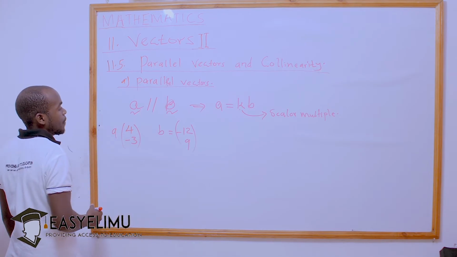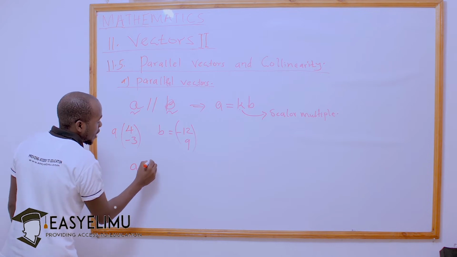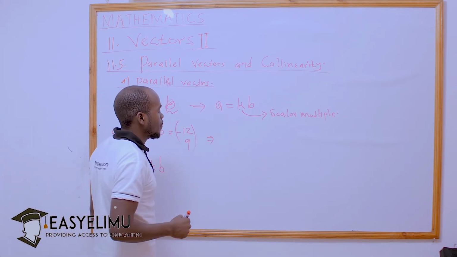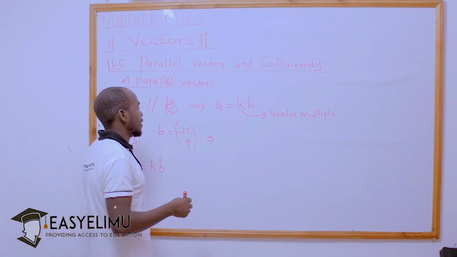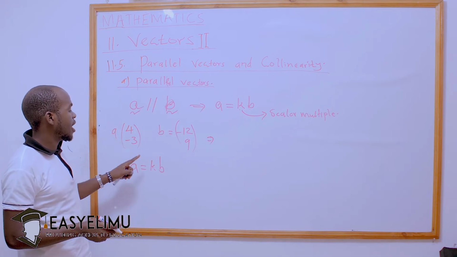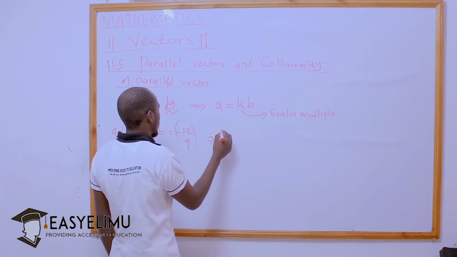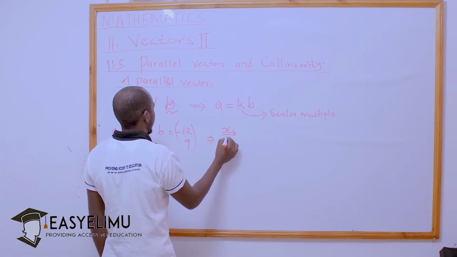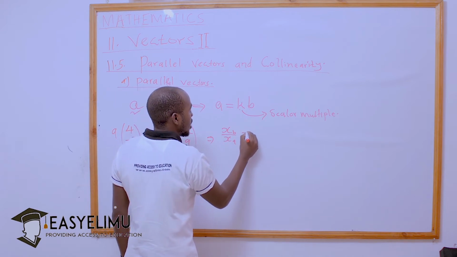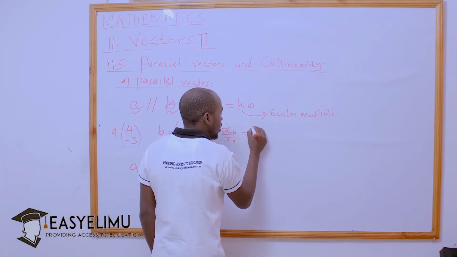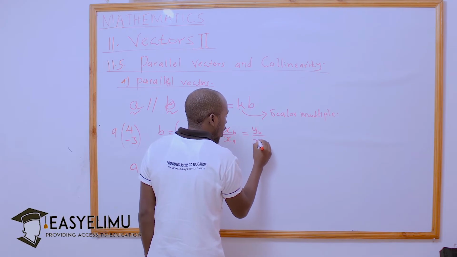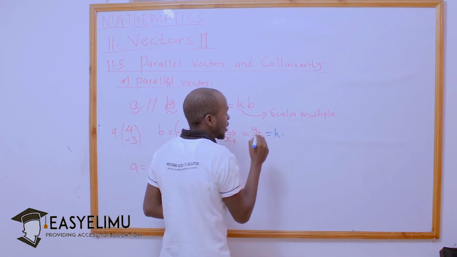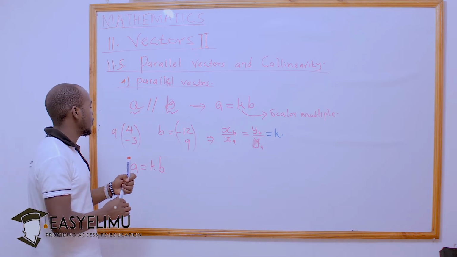Let's say B is a scalar multiple of A, such that we take K. To find that, you take the coefficient of X in B divided by the coefficient of X in A. This should give the same as taking the coefficient of Y in B divided by the coefficient of Y in A, which is what we call K. That's how we do it. So let's see if that's the result.